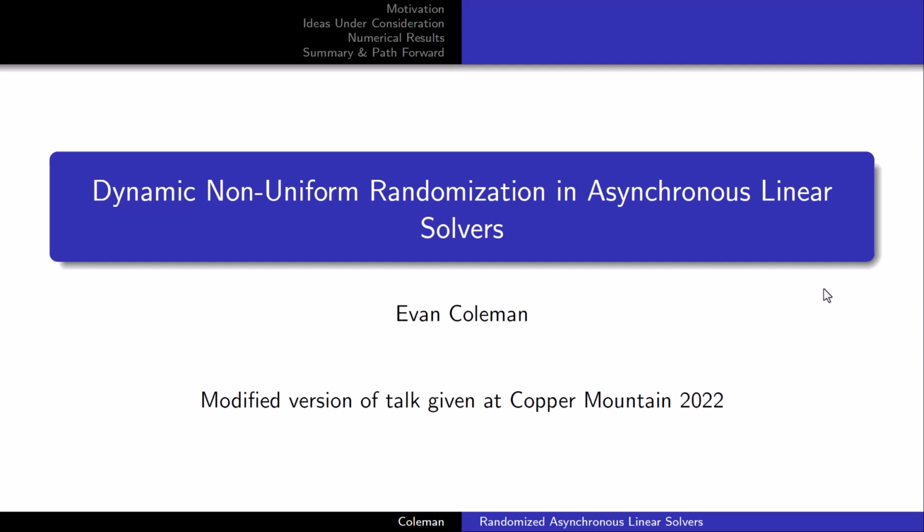Hi out there. I'm trying to revitalize some work I was going through in the past. So because of that, I made a small little effort to look at some slides. I gave a talk last year at the Copper Mountain Conference on Iterative Methods and wanted to go through them. So the topic is dynamic non-uniform randomization and asynchronous linear solvers.